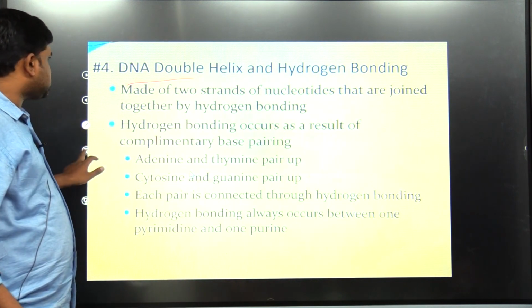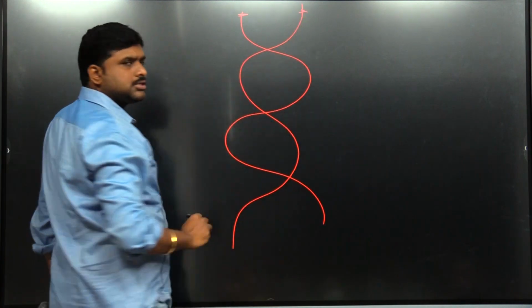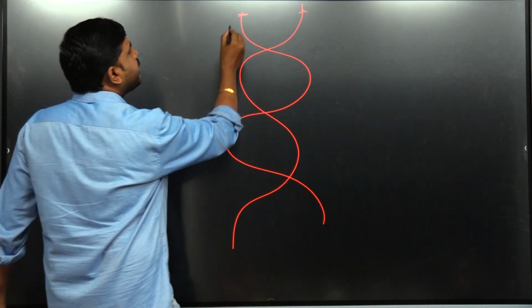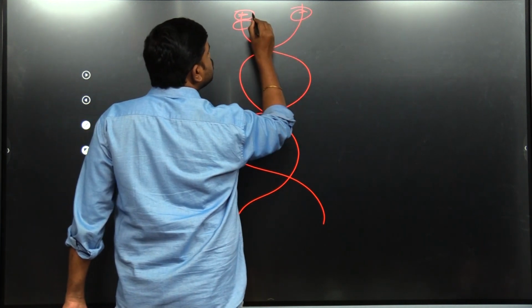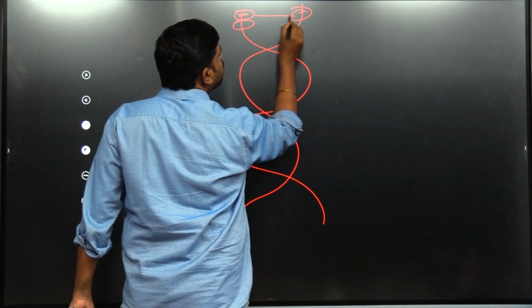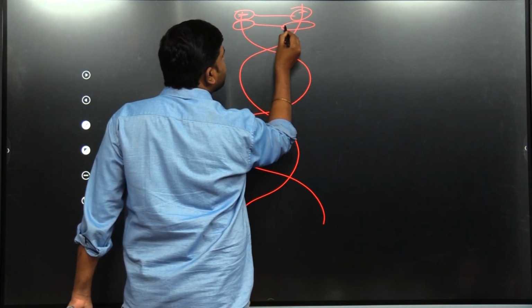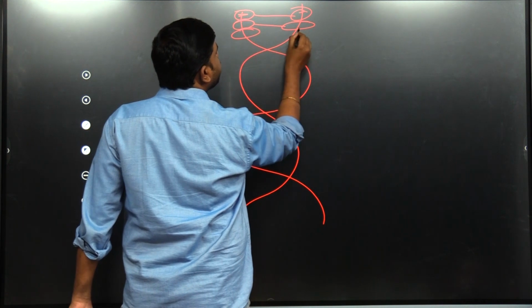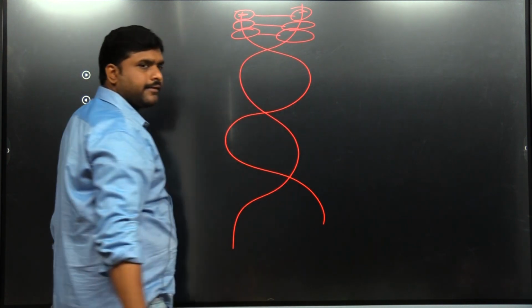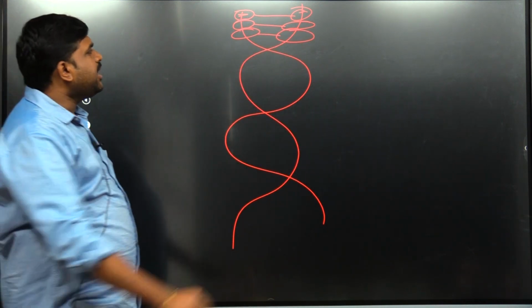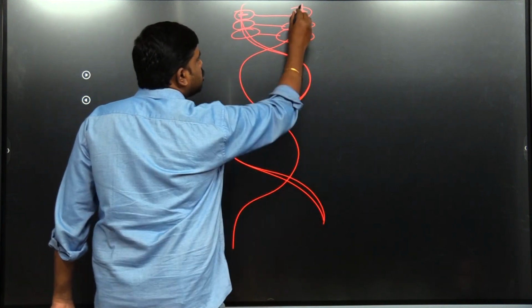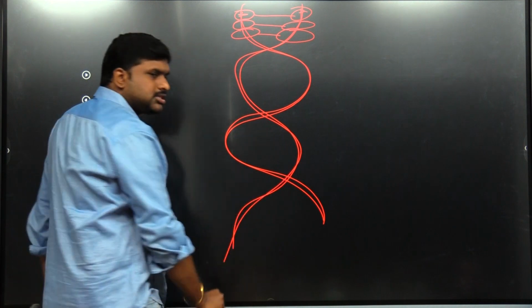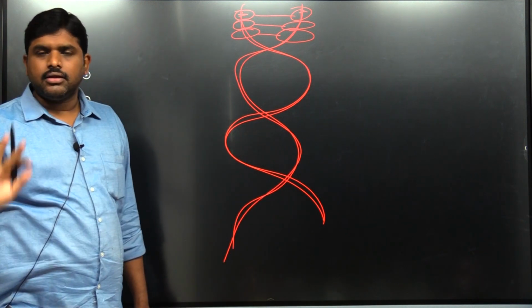DNA double helix, hydrogen. This is one nucleotide, another nucleotide. So this nucleotide will join with another nucleotide. This nucleotide will join with another nucleotide. Double helix structure. 2 strands are there.